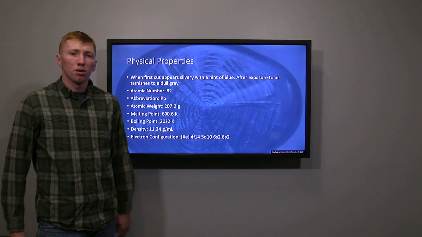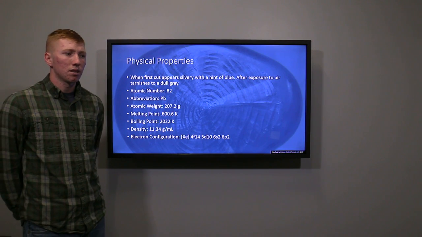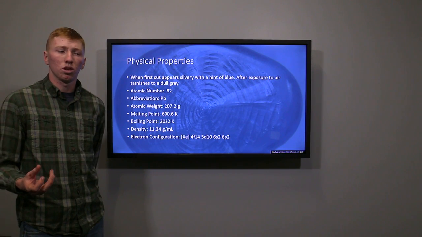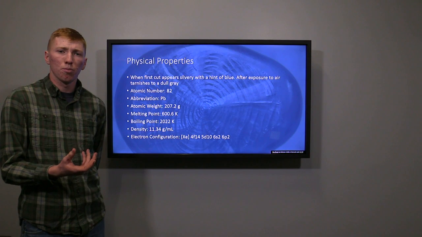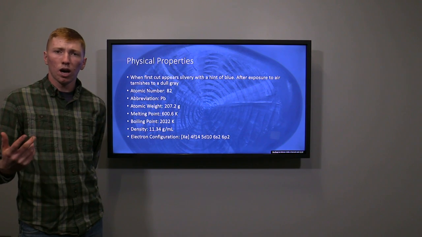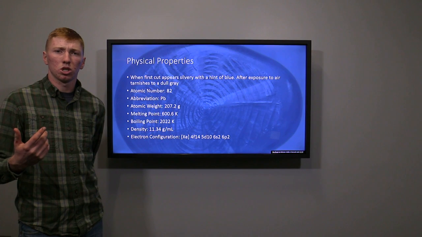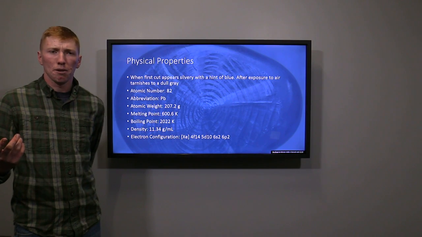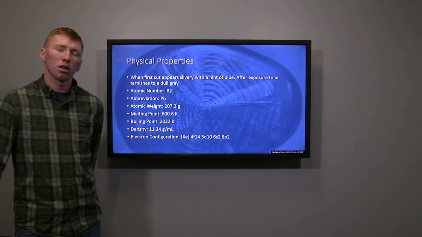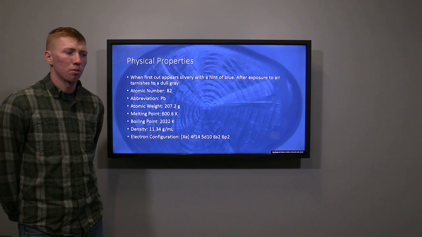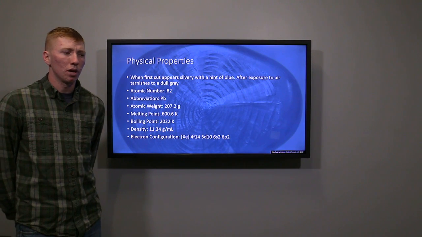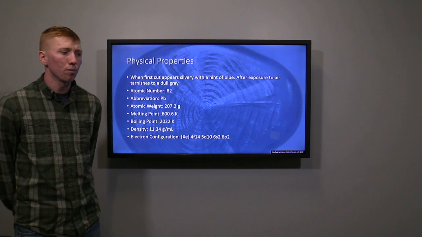So some physical properties of lead: when it's first cut, it has this kind of silvery looking color with a little hint of blue. But as it is exposed to oxygen, it gains a dull, tarnished color, like a dull gray. It has atomic number 82. Its abbreviation is Pb. Atomic weight is 207.2 grams.